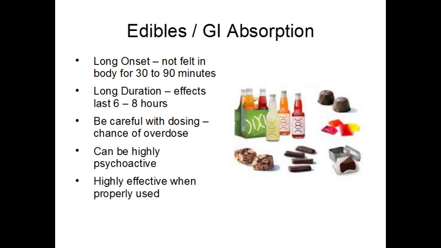Edibles, GI absorption, pot brownies are very popular. They have a very long onset, and this is where you have to be careful. Because you have to digest the medicine before it starts working, sometimes it can take from 30 to 90 minutes before the effects are felt. It also has a very long duration, from 6 to 8 hours.